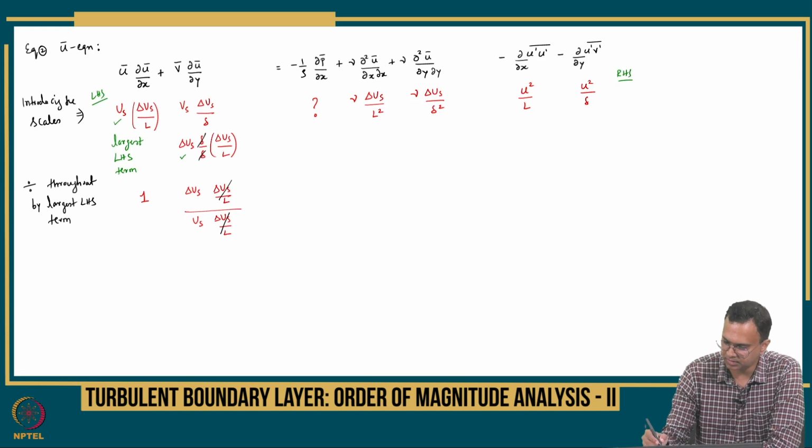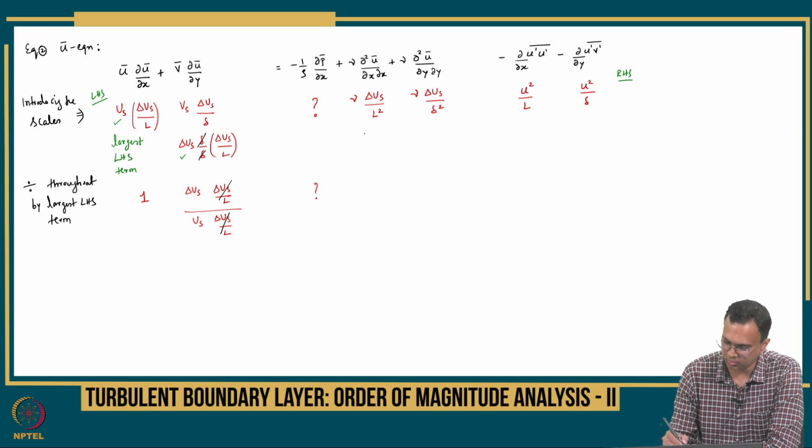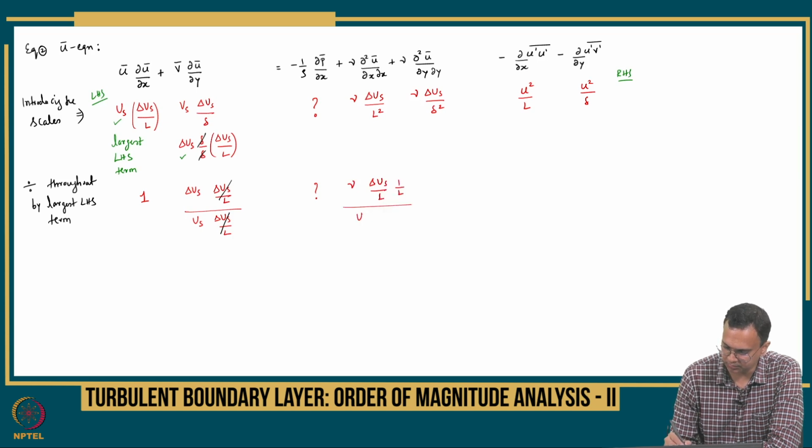Okay, this pressure I have retained as it is. I have not done anything with that. I have not introduced a scale there. So now we have the other term, which is nu delta Us by L, 1 by L, okay, divided by Us delta Us by L.